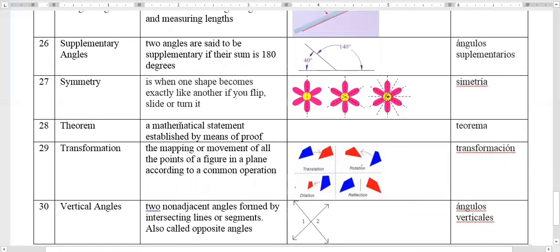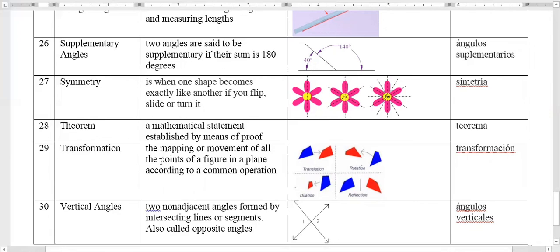28, theorem, a mathematical statement established by means of proof. A theorem is like if your friend tells you, hey, I got chips in my backpack, prove it. You take out your chips, that's your proof, right? You got proof, that's a theorem. In math, we have to use different things, but it's exactly the same idea.